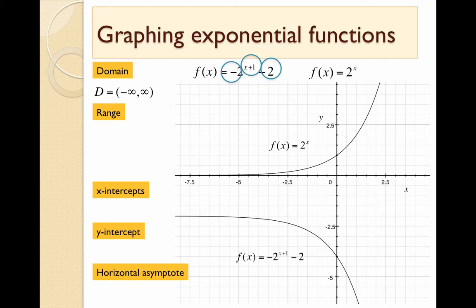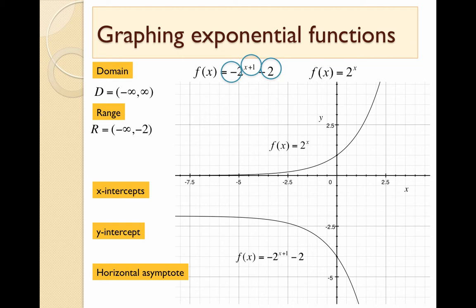Again, just like the parent, the domain is going to be -∞ to infinity. Now the range is a little trickier. The range is going to go from -∞ up to -2. We can see on the graph that we're not going to get any values that are going to rise above -2. And look at it algebraically.